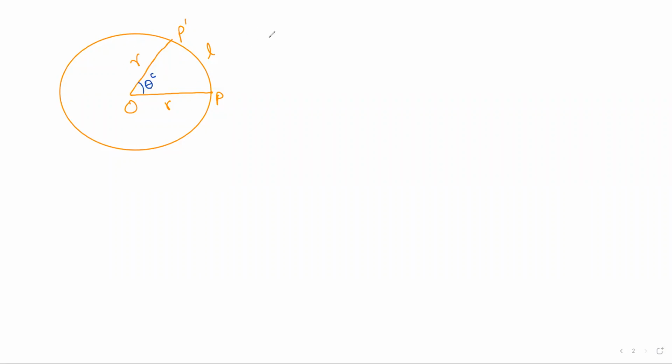Then there is a relation between this angle in radians, the length of the arc, and the radius of the circle. Theta radian is equal to L upon R. So your L is equal to R theta.